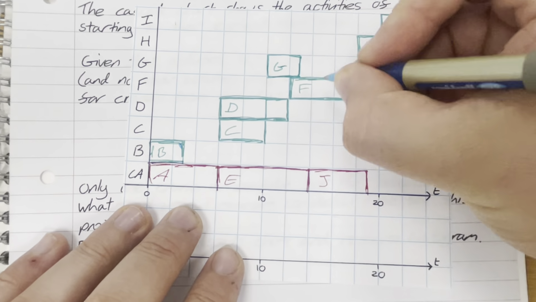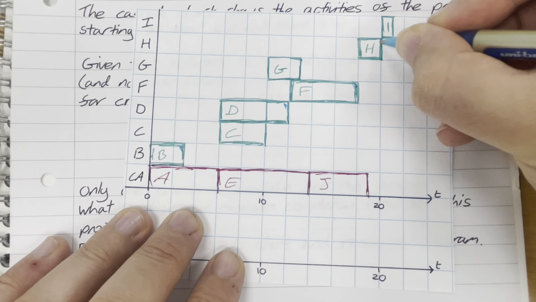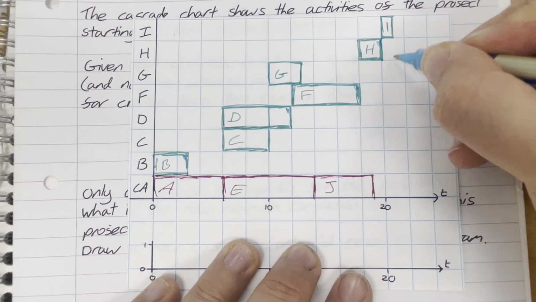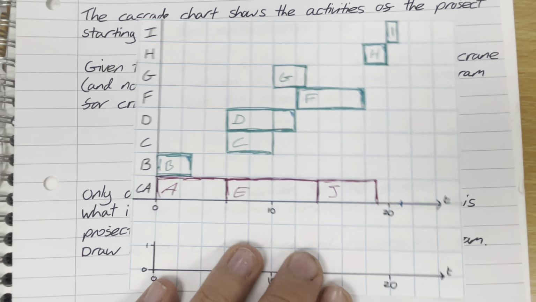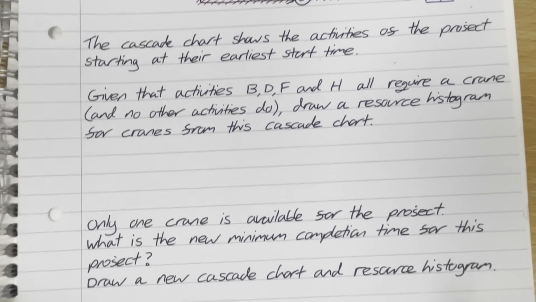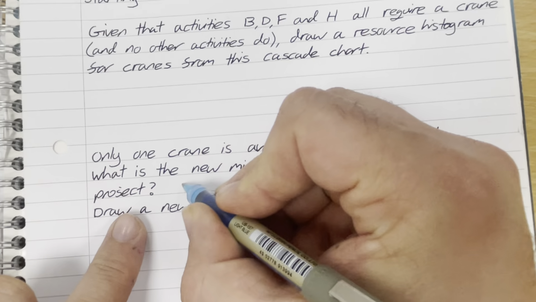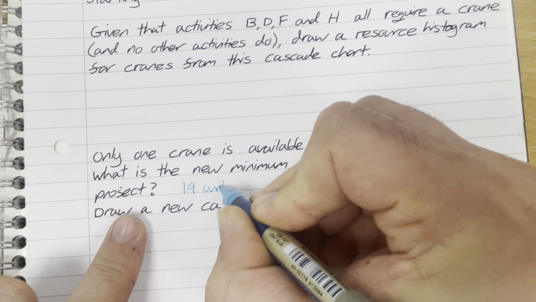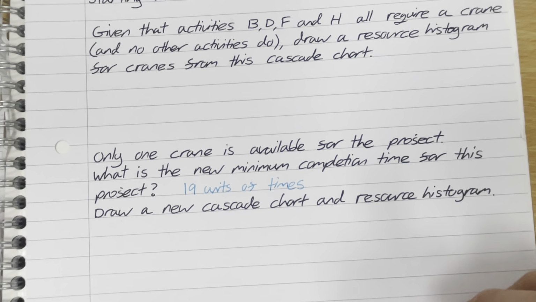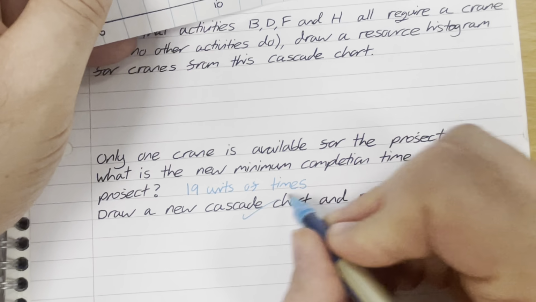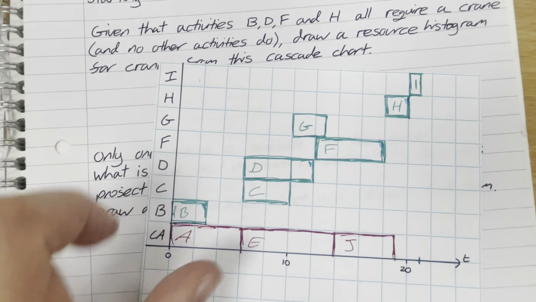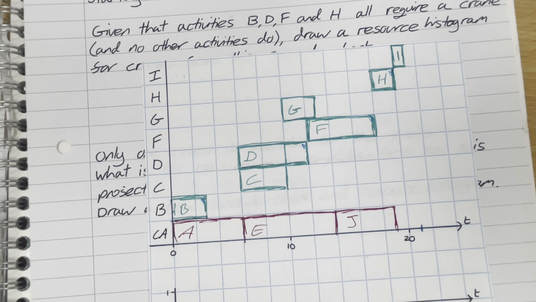Okay, so B, D, F and H were the ones that required a crane. So now we've got our minimum completion time. I is not finished now until 21 units of time, rather than the 19 created by the critical path. So the new minimum completion time for the project is 21 units of time, days, weeks, whatever it was. And then it also asks to draw a new histogram for the crane. Done the cascade chart. There's my cascade chart. A new histogram for the crane.